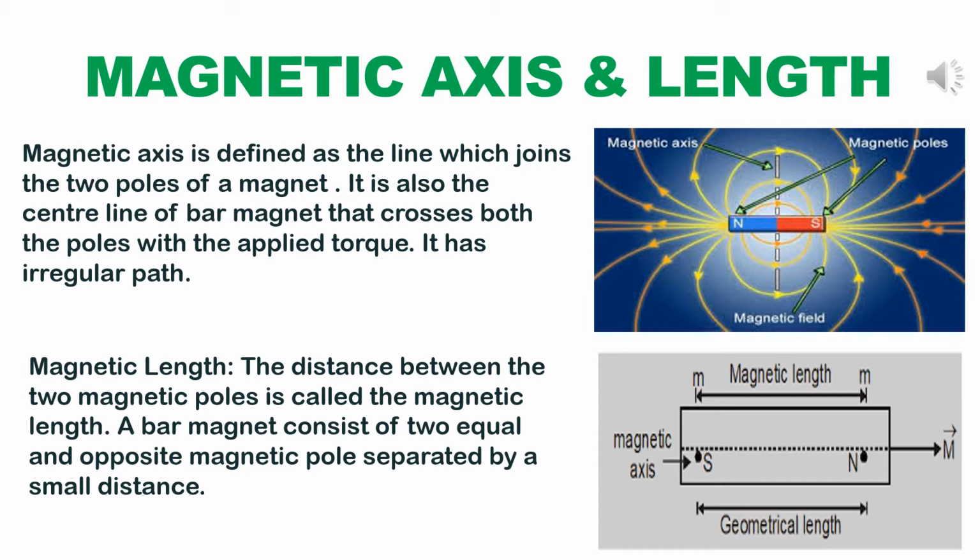That means magnetic length, the distance between the poles of a magnet along the magnetic axis, is called magnetic length of the magnet. It is also called effective length or equivalent length of a magnet. For a good magnet, magnetic length is about 85% of its geometric length. Now we have seen what is actually geometric length. It is in the diagram only. So if this is 85% of geometric length, that means this magnet is a good magnet.